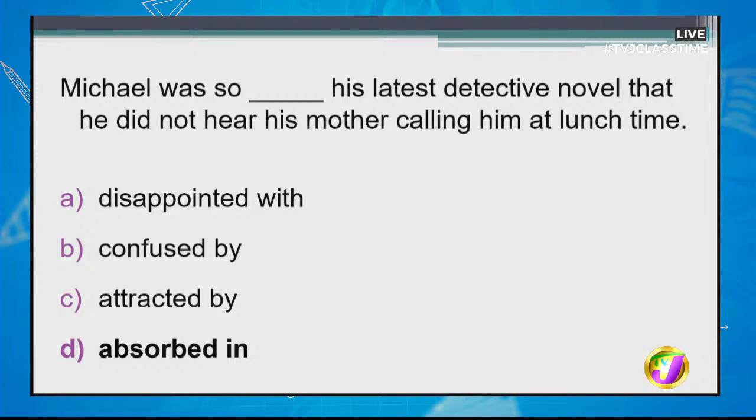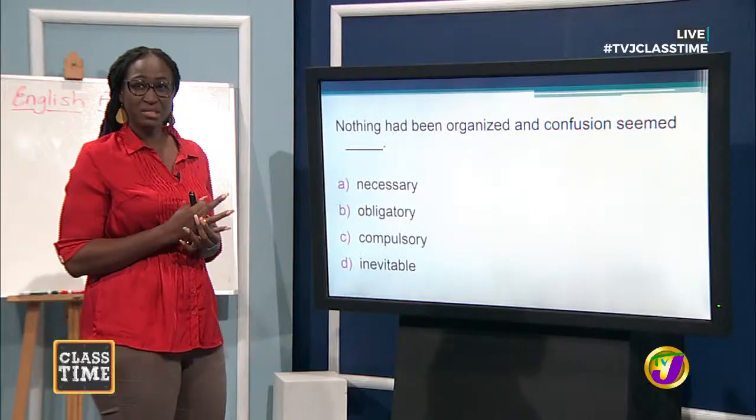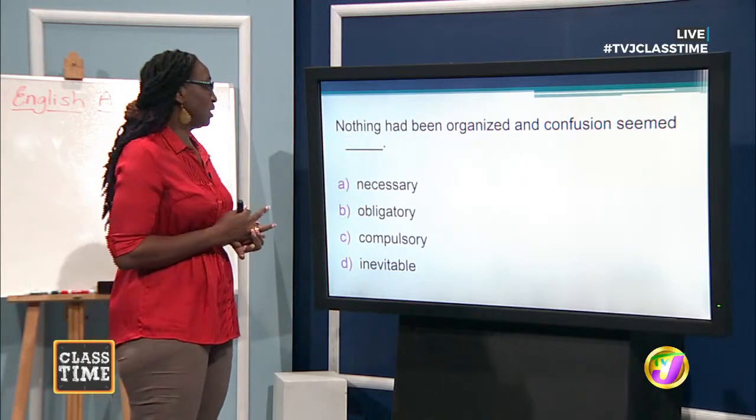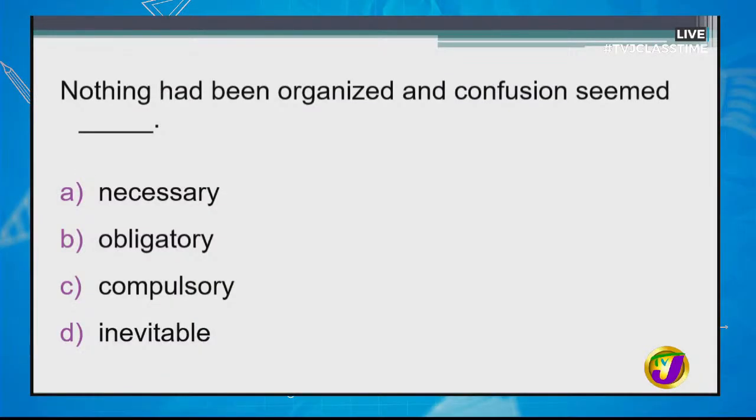All right, our next sentence. Nothing had been organized, and confusion seemed blank: necessary, obligatory, compulsory, inevitable. So we have a little context to use. Nothing had been organized, and where there is no organization, confusion is a must. So which of those words mean confusion is going to happen? There is no avoiding it. Which of these words means unavoidable? Please don't tell me that you chose that one.